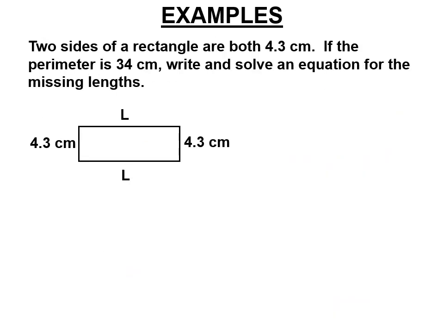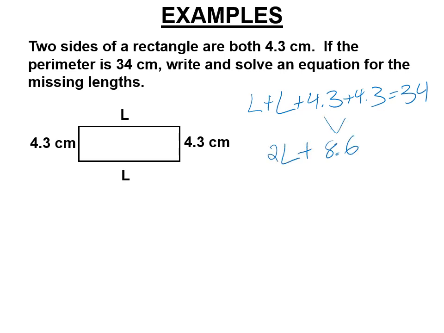Two sides of a rectangle are both 4.3 centimeters. So we have the lengths that are missing plus two sides that are 4.3. And you could do this for other shapes, right? You just add them up because the perimeter is add up the sides for any shape. Now, 4.3 plus 4.3, that's 8.6. L plus L, we've talked about that, is 2L. 2L plus 8.6 equals 34. Right, so we've written the equation that it asked for. Now we're solving it.